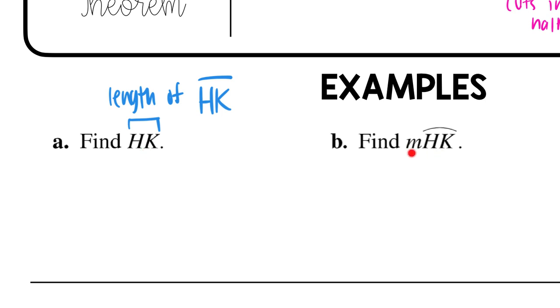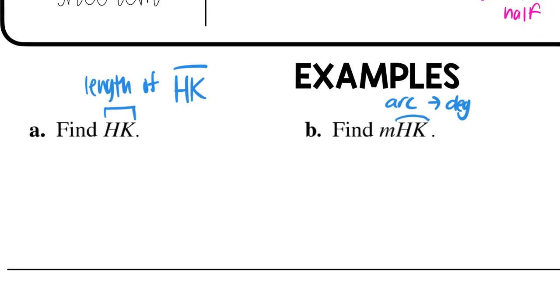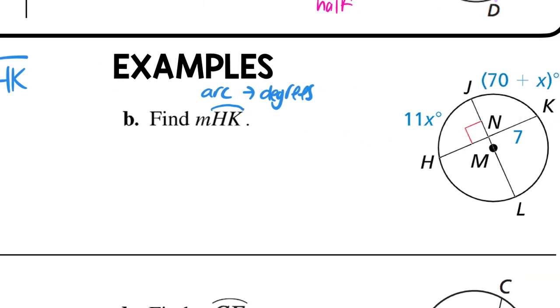Now if you see this notation over here with the little m and then you see a little arc symbol over it, this is the measure of an arc. So this is one that you're going to use degrees for because it's the measure of an arc. So just keep that in mind, just some slight notational differences here. This one means the length of a segment, this one means the measure of the arc. Okay, so let's start with the length of the segment.